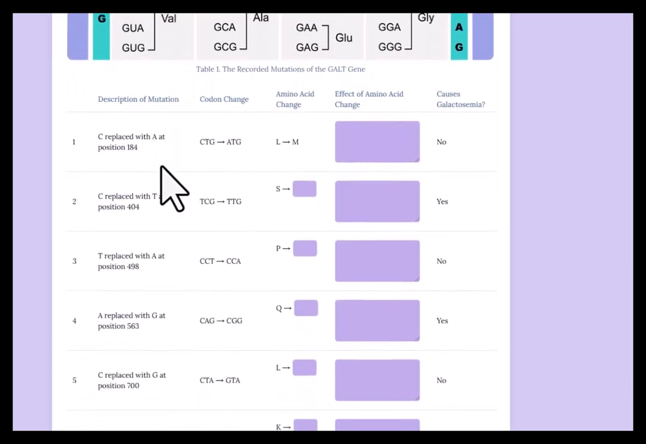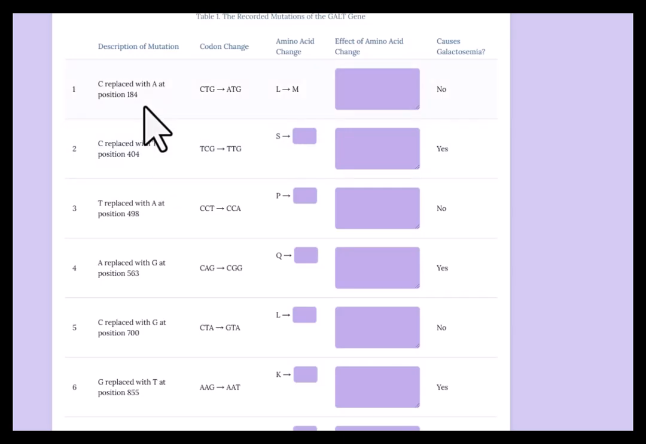So now we have some examples of mutations here. And don't worry about where it says position 184 or position 404. That part's not really important. Just know that that's where in the sequence of the gene the mutation's happening. It's not important for this, but that's just for your own knowledge. But here's the example of the mutation that's happening. So let's say that C, cytosine, is replaced with A, adenine, in the codon. So if we had a codon sequence that was CTG, that means it's now ATG.